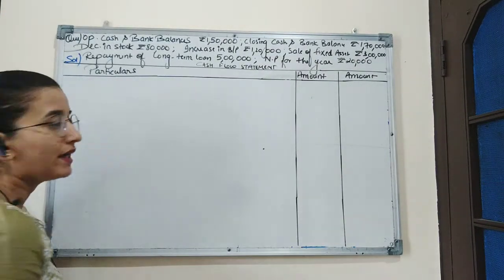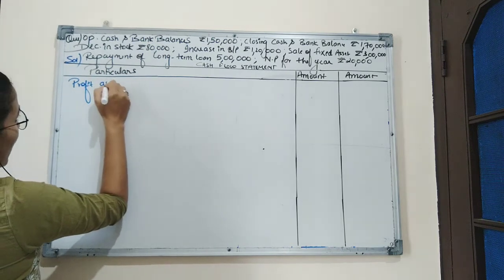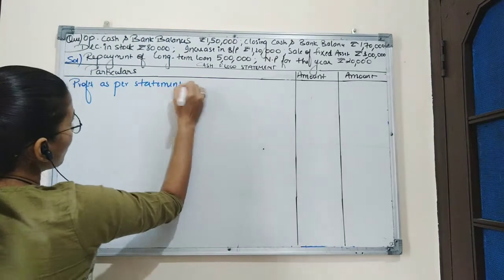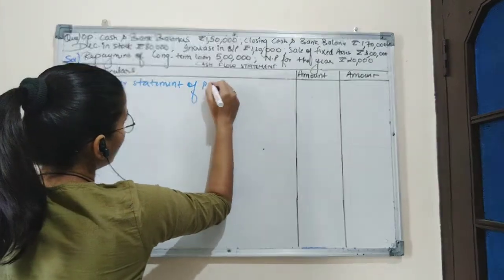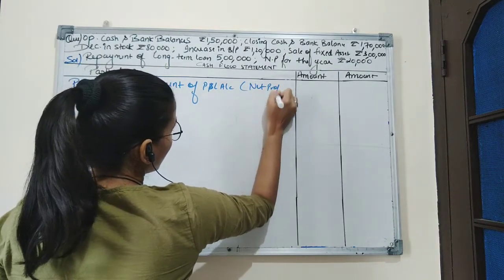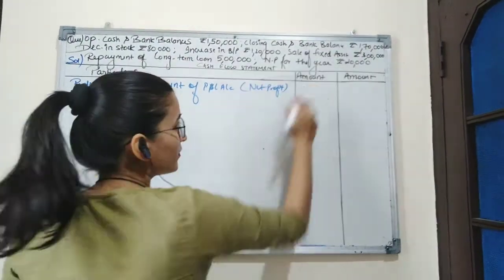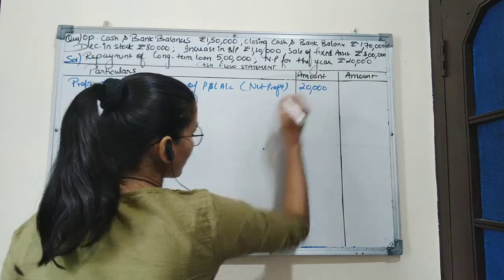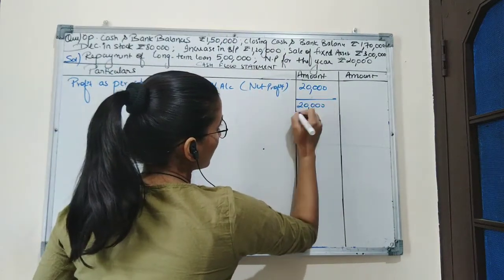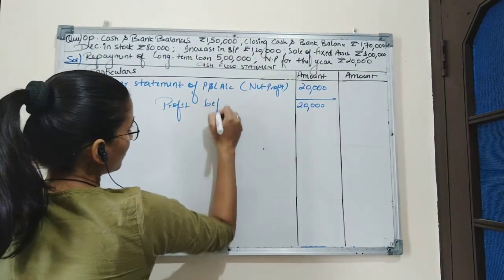First heading under operating activity is profit as per statement of P&L account, which is a net profit. So net profit for the year is already given in the question, 20,000. This profit will be considered as profit before tax.